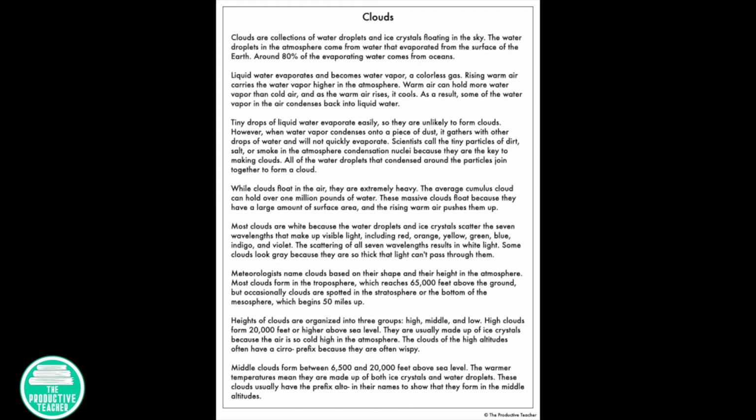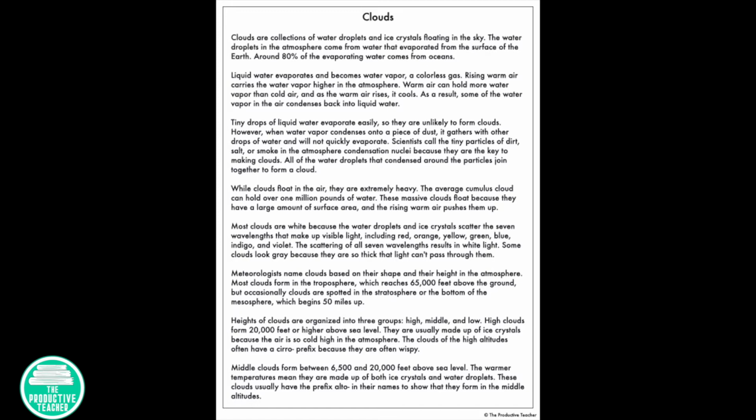High clouds form 20,000 feet or higher above sea level. They're usually made up of ice crystals because the air is so cold high in the atmosphere. The clouds of the high altitudes often have a cirro prefix because they are often wispy.